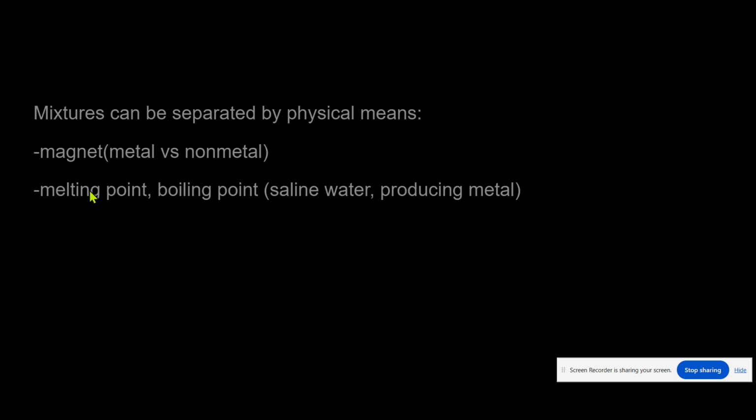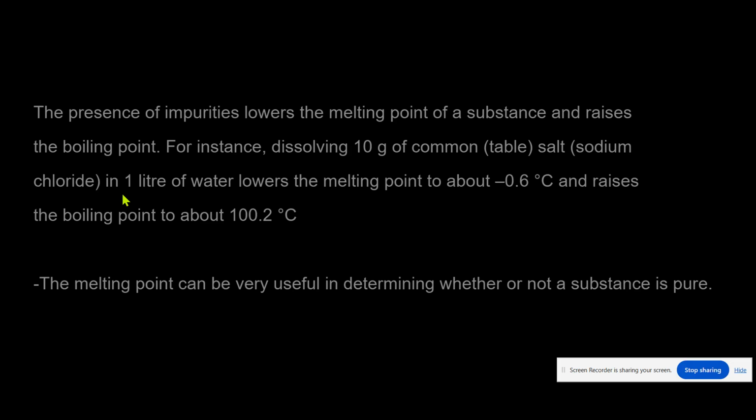If you use the melting point, you can take out the impurities because all the different types of elements and compounds have different melting points. So by fixing the temperature at a specific temperature, you can separate those impurities. Another thing about melting point and boiling point: the presence of impurities lowers the melting point of a substance and raises the boiling point. Okay, memorize this.